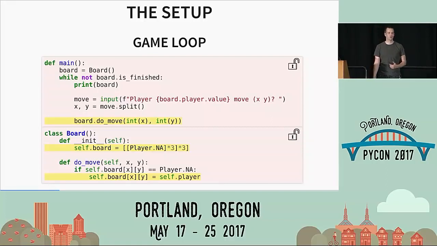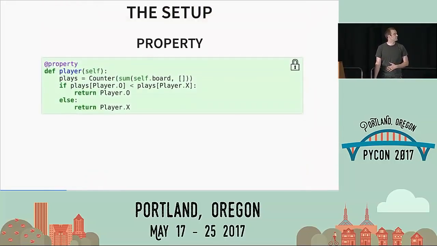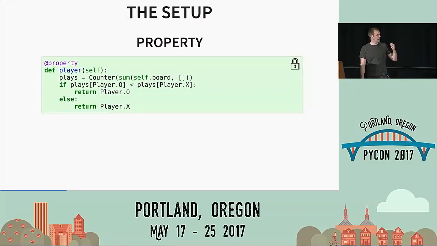Taking an action on the board will change it. And that's really the setup. This code actually already is using one of the tools I mentioned. It's using a property to compute the current player, because the player is really just a function of what moves have already been played on the board. If no moves have been played, we can say it's player X's turn, and otherwise we can say it's O if player X has made more moves than player O has.